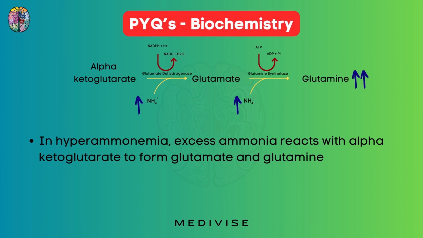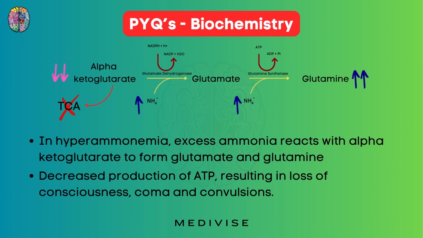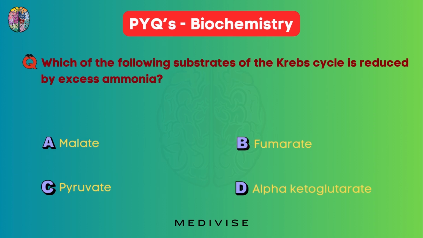So there will be an increase in glutamine and a decrease in alpha ketoglutarate because the reaction is going to move in the forward direction. Now since the alpha ketoglutarate is used up, the TCA or the Krebs cycle will not be able to work and so the energy formation will not be there. So there will be a decrease in ATP which can result in loss of consciousness, coma or even convulsions. So coming back to our question, our correct answer is option D.